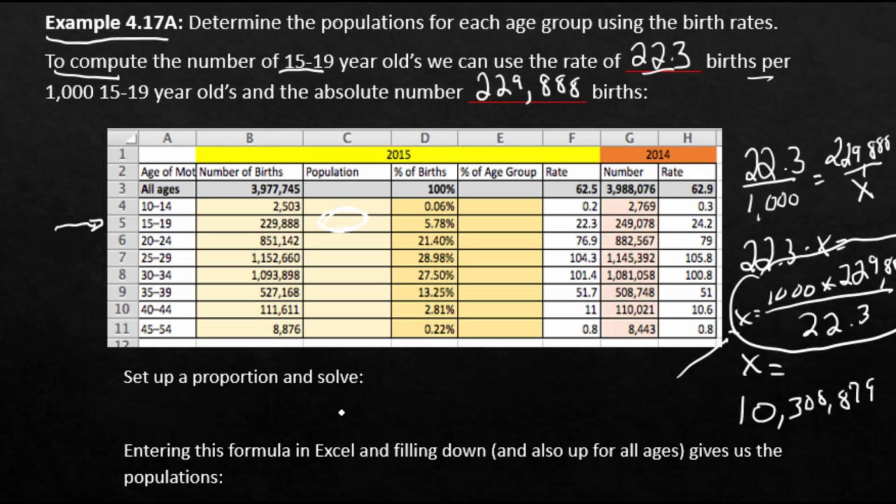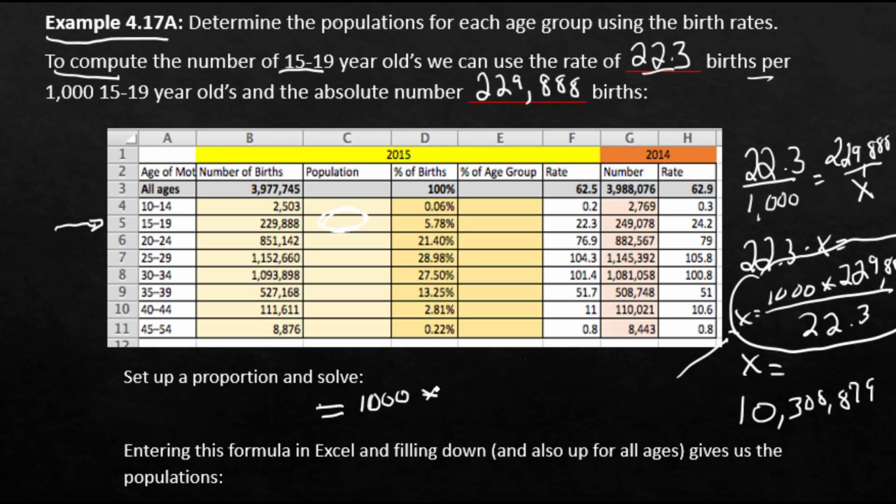Now in Excel, to find that number, I would say equals, and I would put it in this cell here, in C5. That's the cell I'm putting it in. And I'm going to say equals, and I got 1,000, which is never going to change, right? Because 22.3 over 1,000 is never going to change. It's always going to be 1,000, so it's going to be 1,000 times the 22.3, which is F5, which is going to be over here.